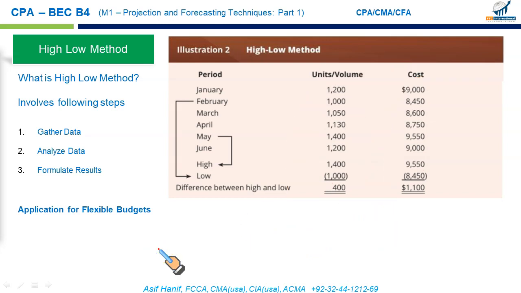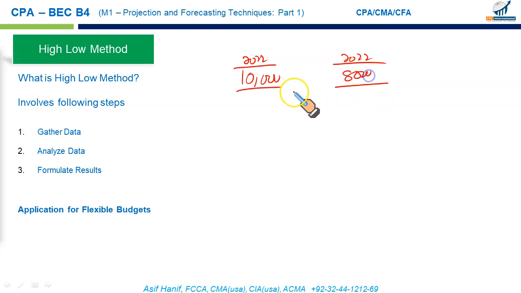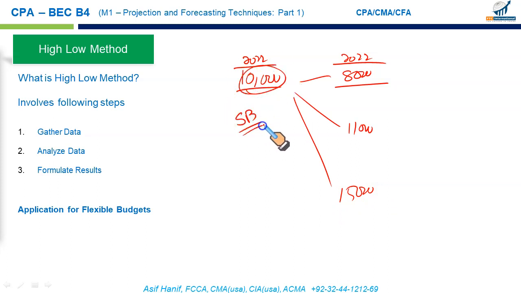Next concept, a slight discussion on flexible budgeting. Let's say we prepare a budget of 10,000 units for the year 2022. But in reality, what happens? Your budget is overstated. Your actual production in 2022 was 8,000, or 11,000, or your actual production could be 15,000 units. Now what to do? This original budget is called the static budget, SB. Production can be less, more, or even more.